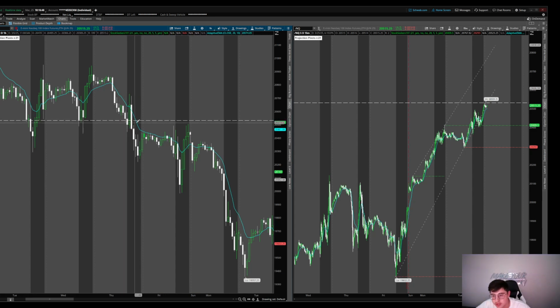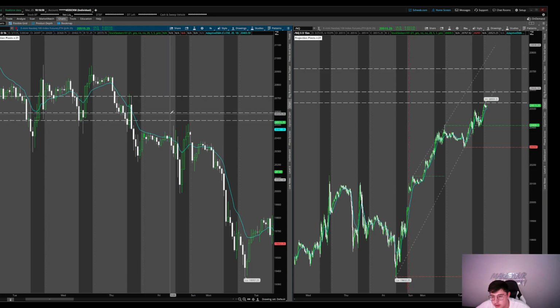So if we have a clean break above this, where is the next main point of resistance? I'm going to give you guys two choices. Here or here. So this is 1, this is 2. So if we break 25.32, are we going to go all the way straight to here, or are we going to go all the way straight to here first? This is 1, this is 2. What do you guys think? 1, 2.